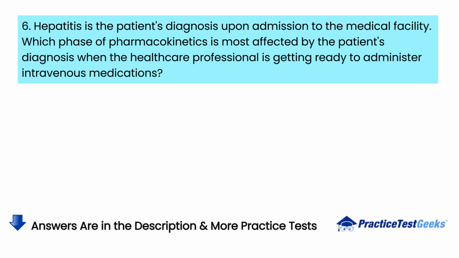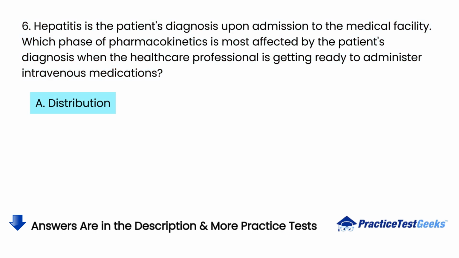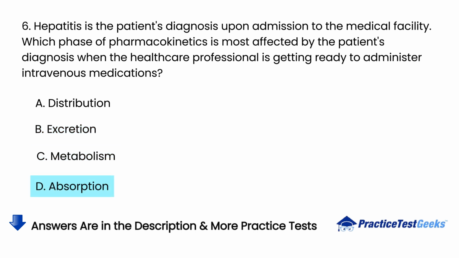Hepatitis is the patient's diagnosis upon admission to the medical facility. Which phase of pharmacokinetics is most affected by the patient's diagnosis when the healthcare professional is getting ready to administer intravenous medications? A. Distribution. B. Excretion. C. Metabolism. D. Absorption.